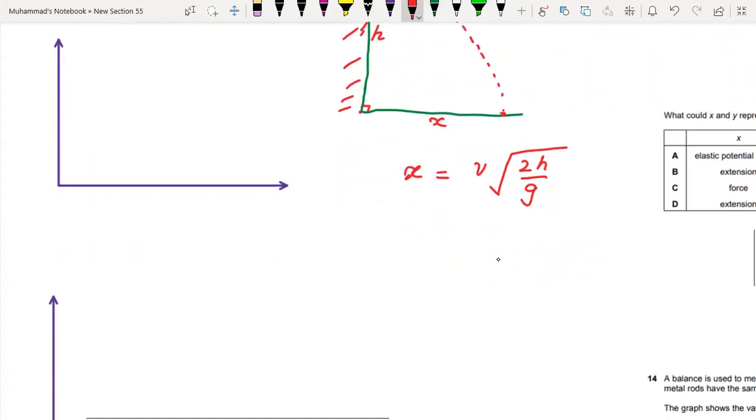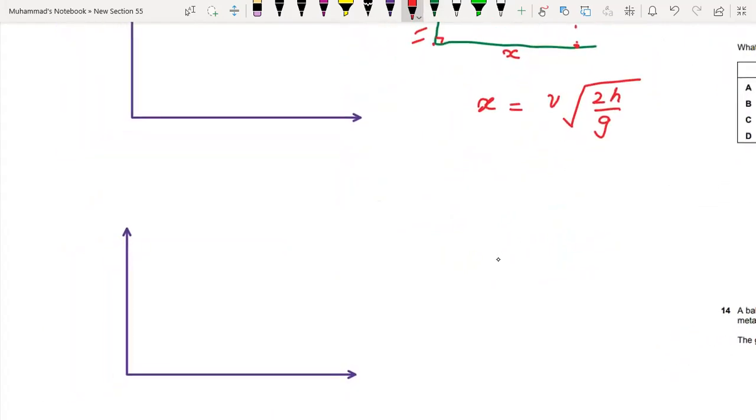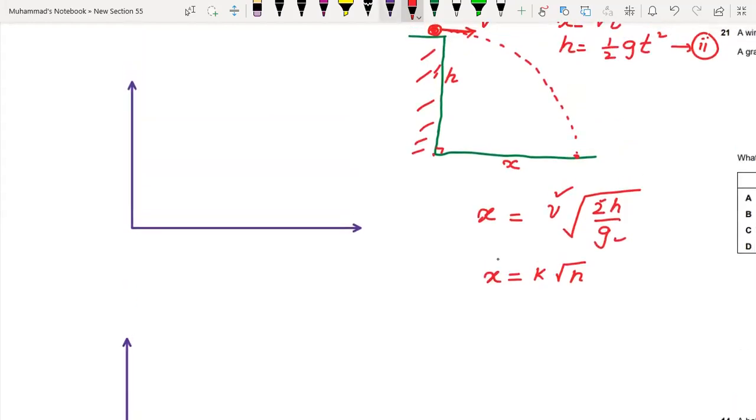You can see from this relationship that x is, this v is constant, g is constant, 2 is constant. So we can easily say that if we put all of these constants as a single constant k, then x is proportional to square root of h. Okay. So if you have x on the y-axis versus h on the x-axis, then your graph will look like this.